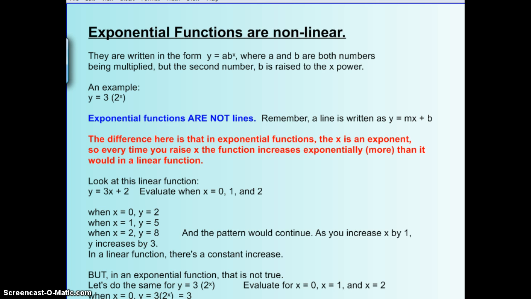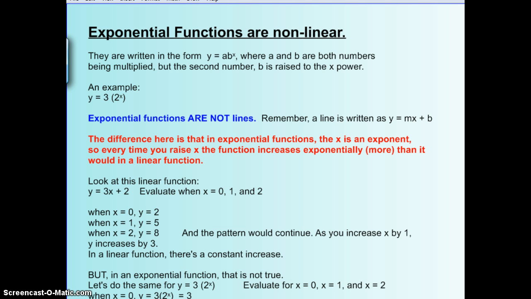This is lesson 8.5, exponential growth functions. Exponential functions are nonlinear. Now, up to this point, all we've worked with are linear functions. We were looking at lines in all different forms. But this is going to have a completely different form for the function, and you need to recognize it when you see it.